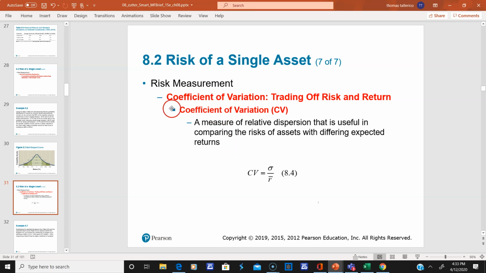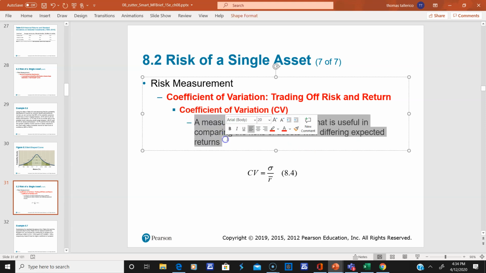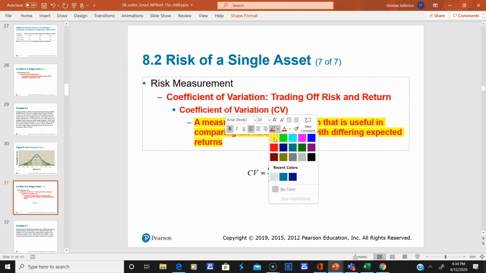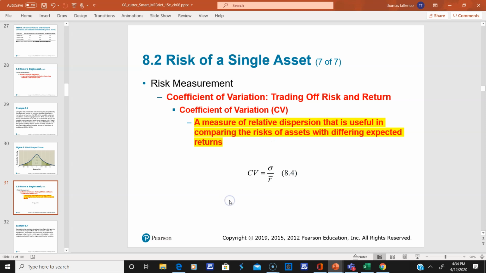Now, we can't do that, we have to use the coefficient of variation when we have two stocks that have differing expected returns. So we got to go here. And I'm going to highlight this more now because this is important. All right, and that's bold. And I'm going to highlight that in yellow. See that? So that's important. Now, this is the equation for the coefficient of variation.